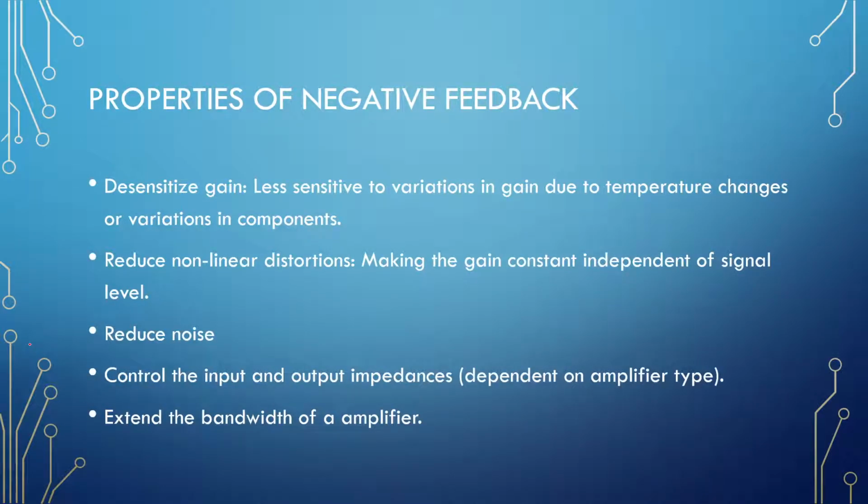The properties of negative feedback. The first and important one why you typically will use feedback is to desensitize the gain of the amplifier. You want a specific gain, so you choose your feedback network to achieve a specific number. Desensitivity of gain means that the gain of the amplifier will be less sensitive to variations in gain due to temperature changes or variations in components, which is a fair thing.